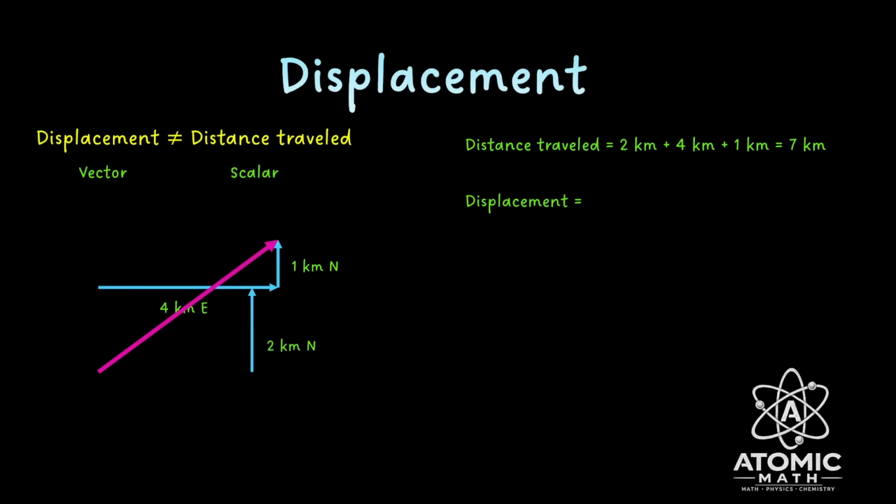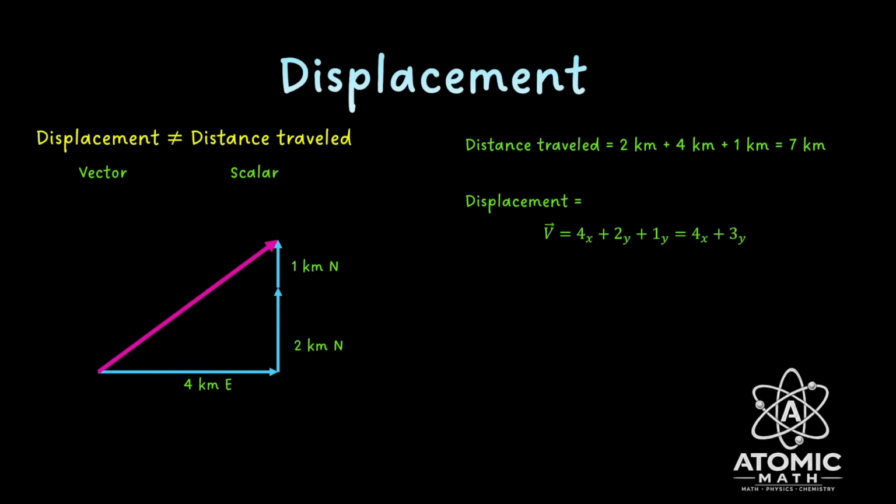So let's bring this guy right over here, because that doesn't change the fact that you're still going 2 kilometers north. And if we drop this one right down here, again, doesn't change the fact that you're going 4 kilometers east. So now we have what looks like a right angle triangle, and we can use it to solve our vector. So we can express the vector like this. So 4 in the x direction plus 2 in the y direction plus another 1 in the y direction, which would give us 4 in the x, 3 in the y. So we can just write the vector like this.